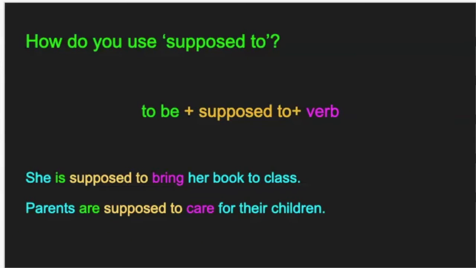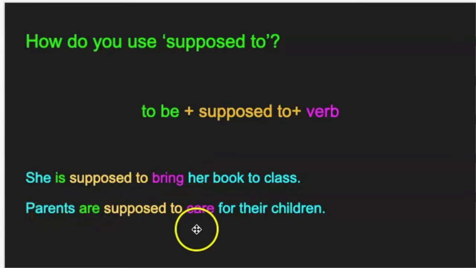So how do you use supposed to? Well, you basically take the form to be plus supposed to plus another verb. So if you look here in the example, she is supposed to bring her book to class. Is is the form to be, supposed to, and then the other verb is bring.